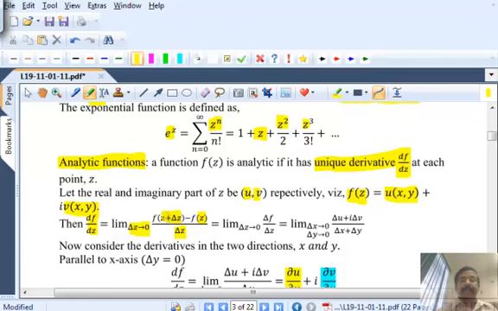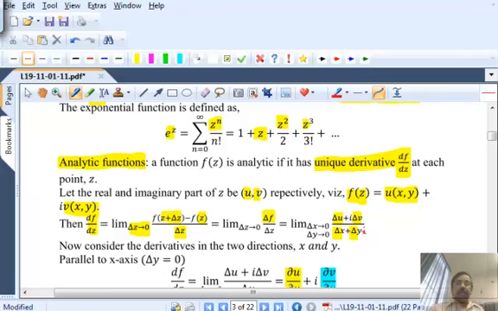The numerator I'm going to call delta f. That is f calculated at z plus delta z minus f calculated at z. Now delta f is going to be complex, so I'm going to have a variation in u and a variation in v. Similarly, delta z will have delta x plus i delta y. So I'm decomposing both the numerator and the denominator into their real and imaginary parts.